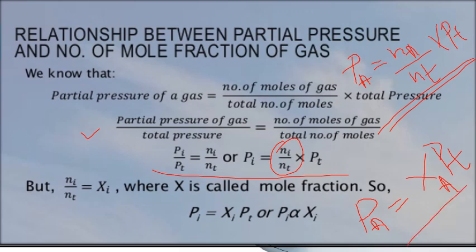आप कहें PB is equal to XB P total, और ये आपको याद होना चाहिए जब आप XA कह रहे हो, तो what does it mean, आपने क्या अप्लाई करना है, that is Na upon N total. ये आपके पास में mole fraction का formula है.